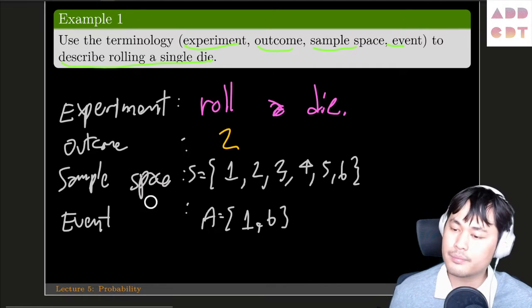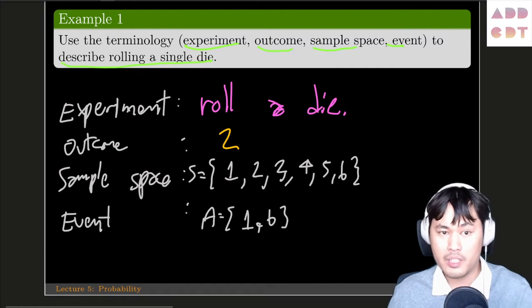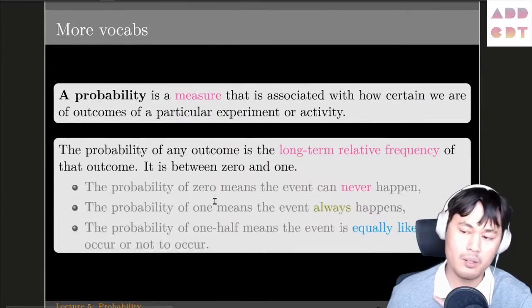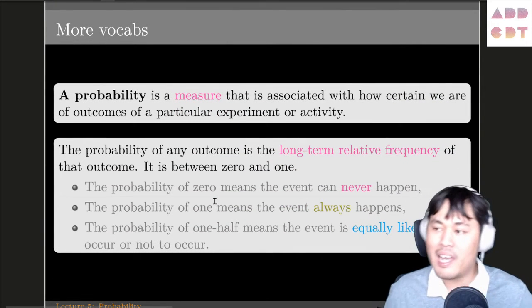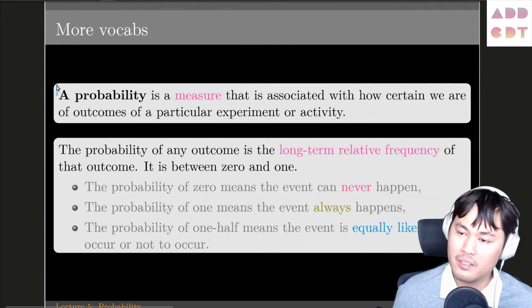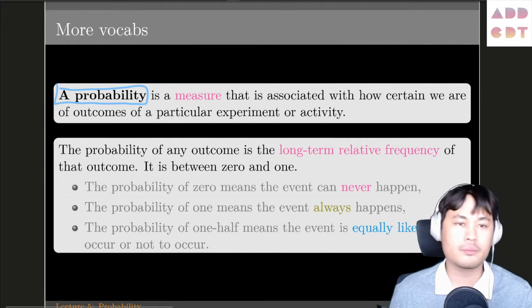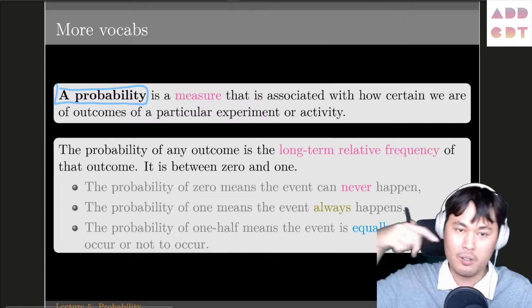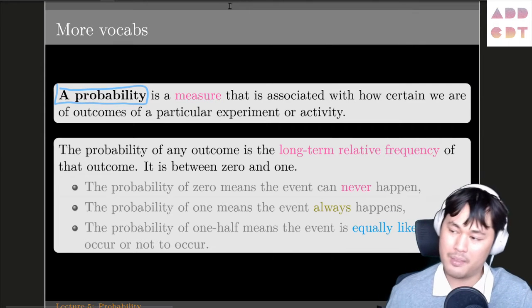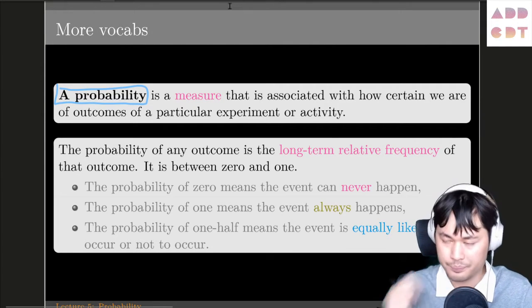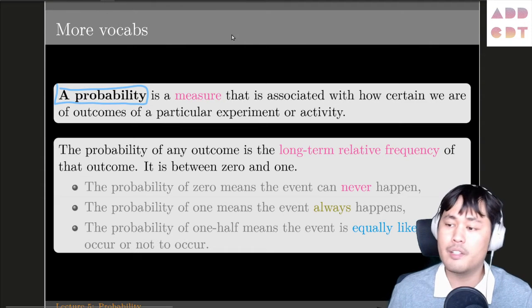Those are the terminologies we use. Right, so we have these terminologies, and next we have more vocabulary. Now we are getting to the main meat of this topic, which is probability. Before we go and do some math, let's step back and see how this word is defined.